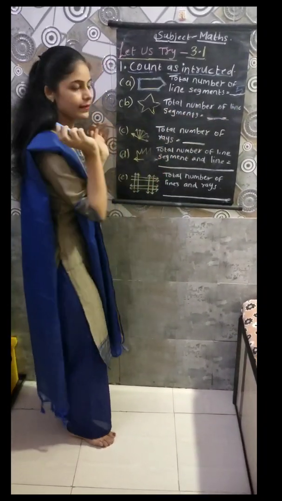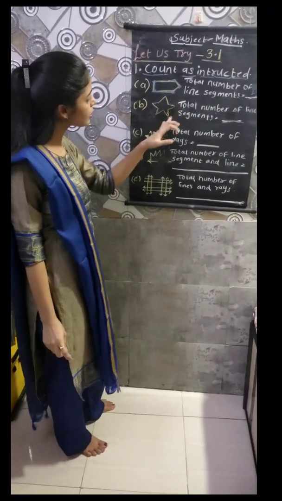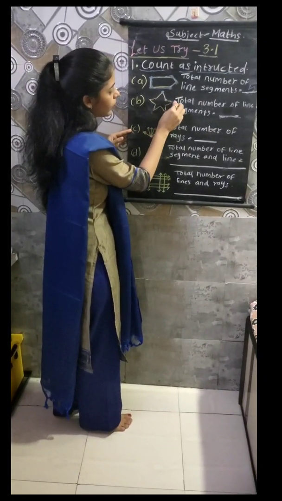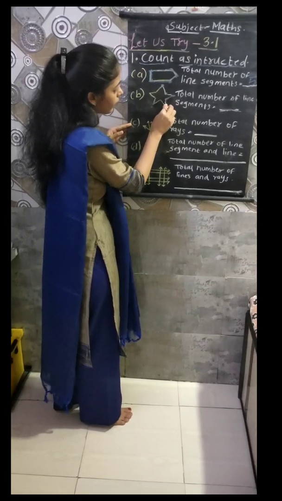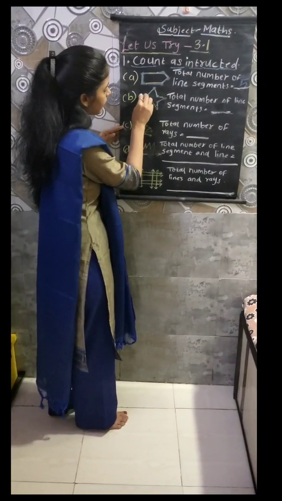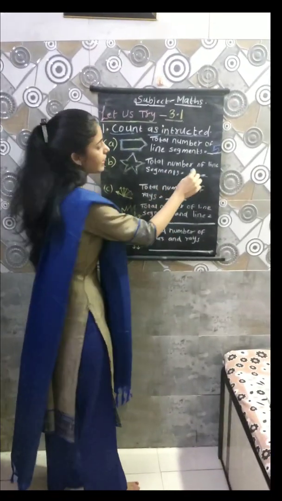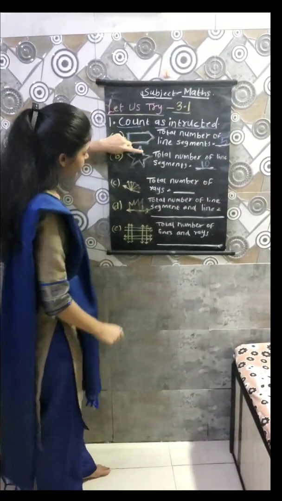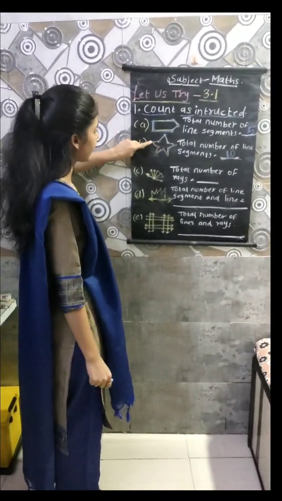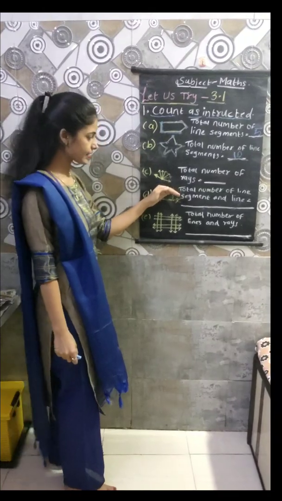Total number of line segments. Again in this question it is asked how many line segments are in this shape. So start from the top. 1, 2, 3, 4, 5, 6, 7, 8, 9 and 10. So the total number of line segments is 10. So here we have to write 10. Let's move ahead to the next question.